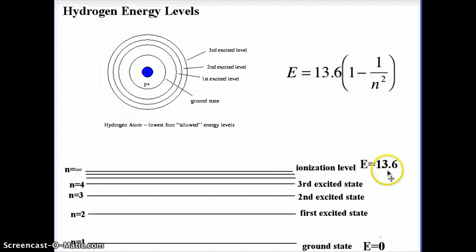So again, the 13.6 comes from the fact that that's how much energy it requires to take the electron and make it leave the atom completely to cause ionization. And that's going to be different for every atom because you have a different amount of charge in the nucleus. But all hydrogen uses the 13.6.